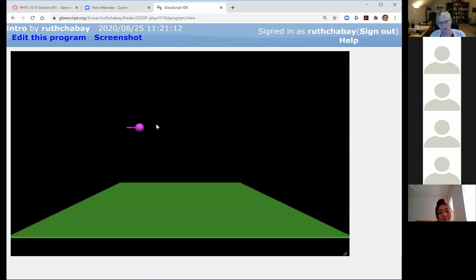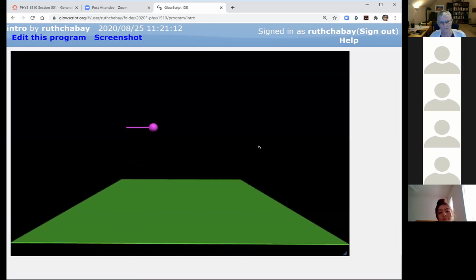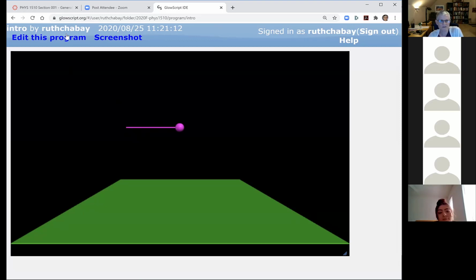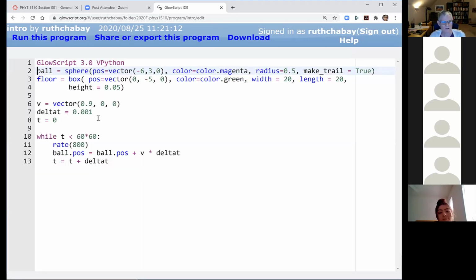Okay, so now we have a floor, and this is starting to look more like a three-dimensional scene, but the ball isn't falling because we didn't tell the computer about any physics. So what we need is a way to put into this program the interaction of the ball with the Earth.